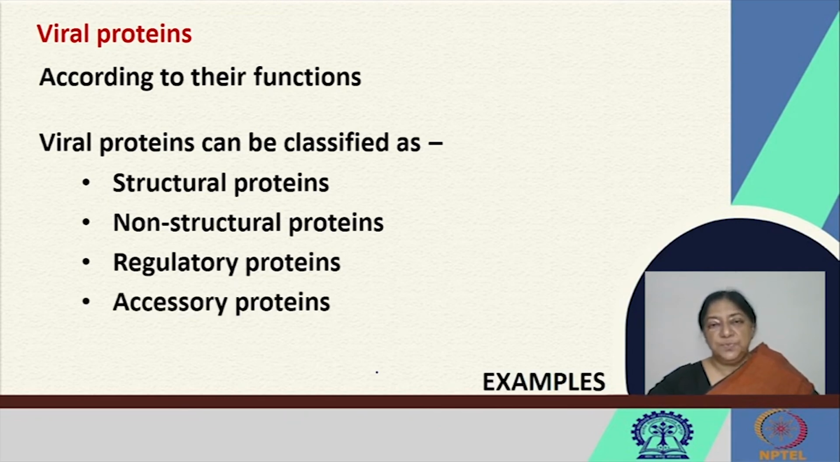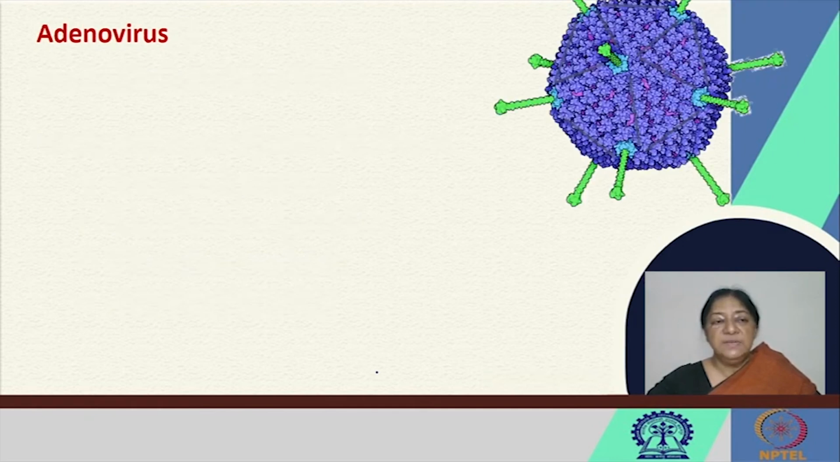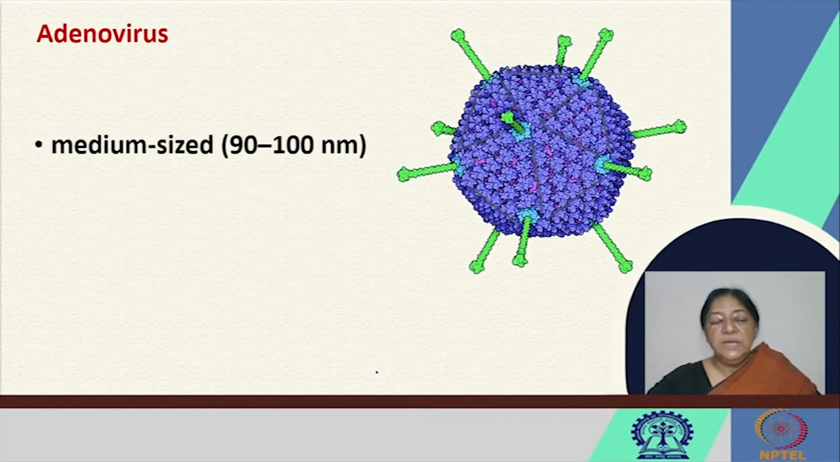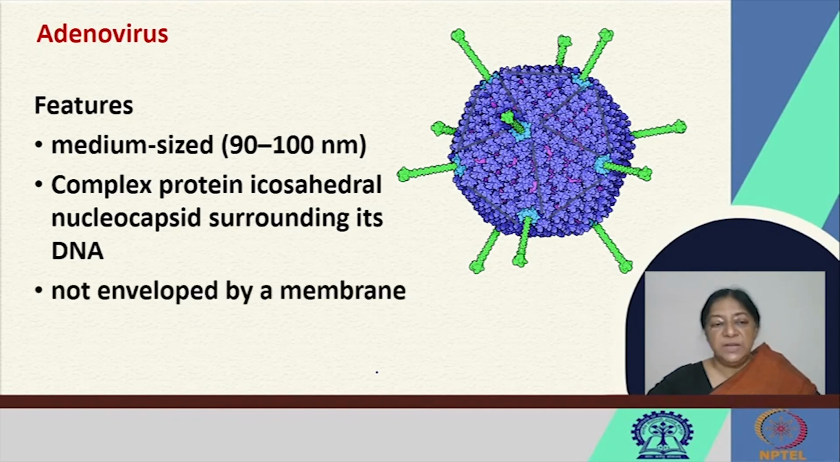Examples of each of these proteins will now be discussed, and we will see how versatile they are in their activity, in their action, and in their function. The adenovirus is a medium-sized virus of the order of 90 to 100 nanometers. The specific features are that the complex protein icosahedral nucleocapsid surrounds the DNA, that is the genome of the adenovirus.